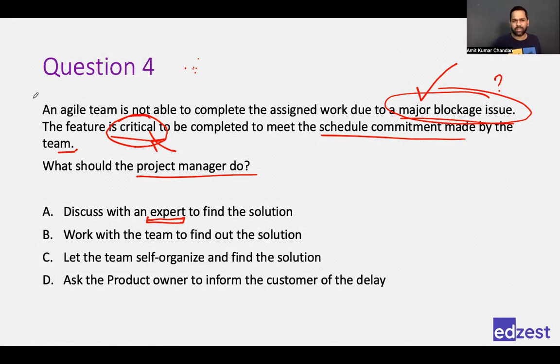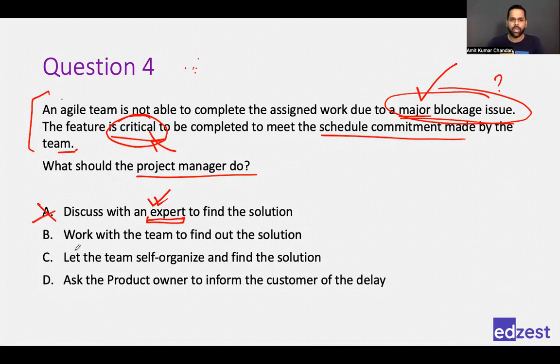As of the given information, I don't have enough information to say that I need an expert to find the solution. It's a blockage issue. I'm the project manager. I have a team. Together we'll solve it. Why do I need an expert? Nothing in the question says that we need an expert. Just because it's a major issue does not mean that we'll not be able to solve it. So now A can be eliminated.